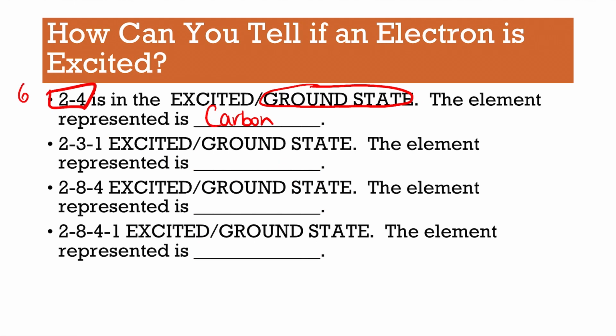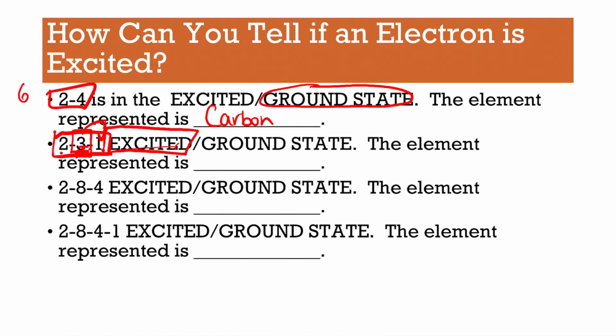Now, with this example, 2-3-1, right off the bat, we can tell it's excited. The reason is that in order to have a third shell, the second shell needs to be all the way filled up. How many electrons can that second shell fit? The second shell can fit 8 electrons. So you can't have a partially full shell before you grab another one. You have to completely fill up the second shell. So that's how we know it's excited.